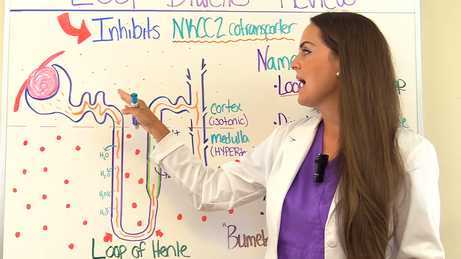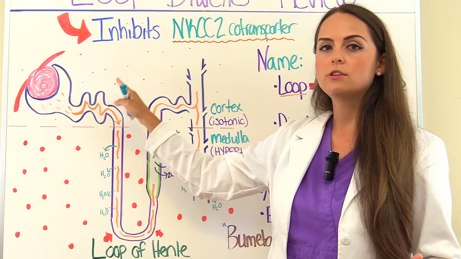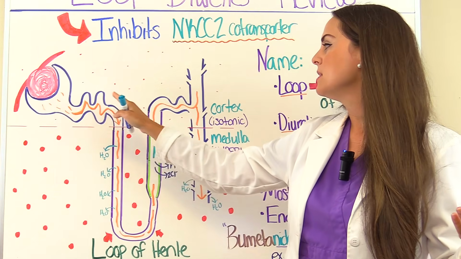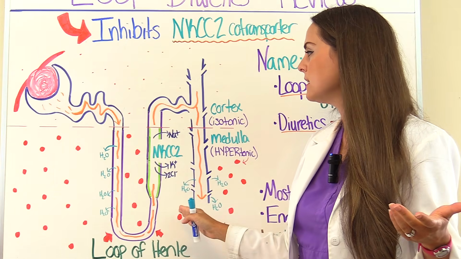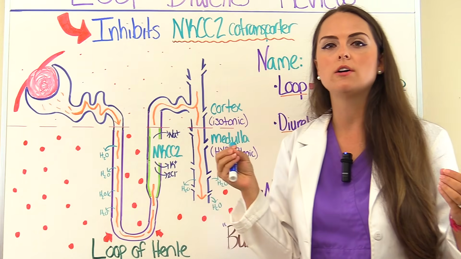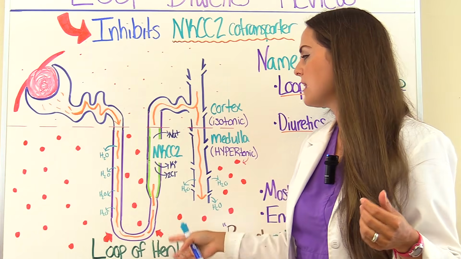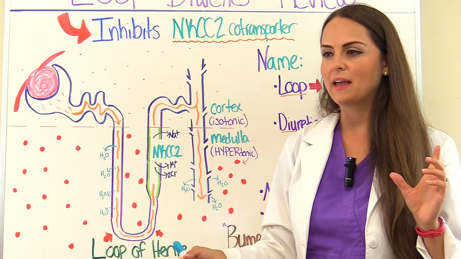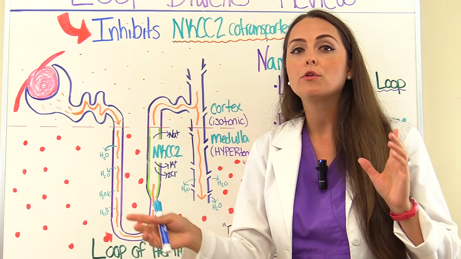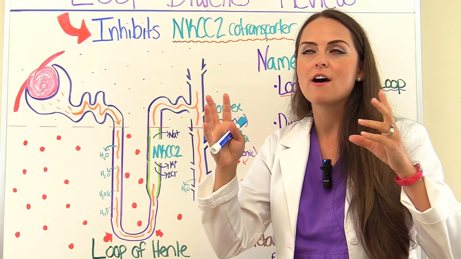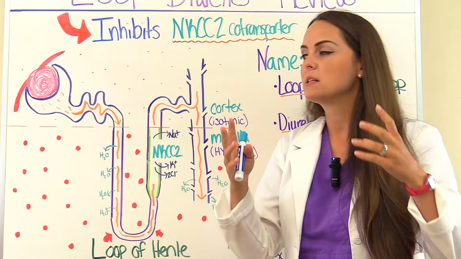So we said that in the proximal convoluted tubule, the filtrate is there. It's in that nice isotonic environment. But then once it goes down into the loop of Henle, it's going to go into the medulla, which is hypertonic. It's really salty. And there's two parts of that loop of Henle. We have the descending limb and the ascending limb. And they're really different in what they're permeable to, what they allow to leave the nephron and go back into the interstitium and into the blood.